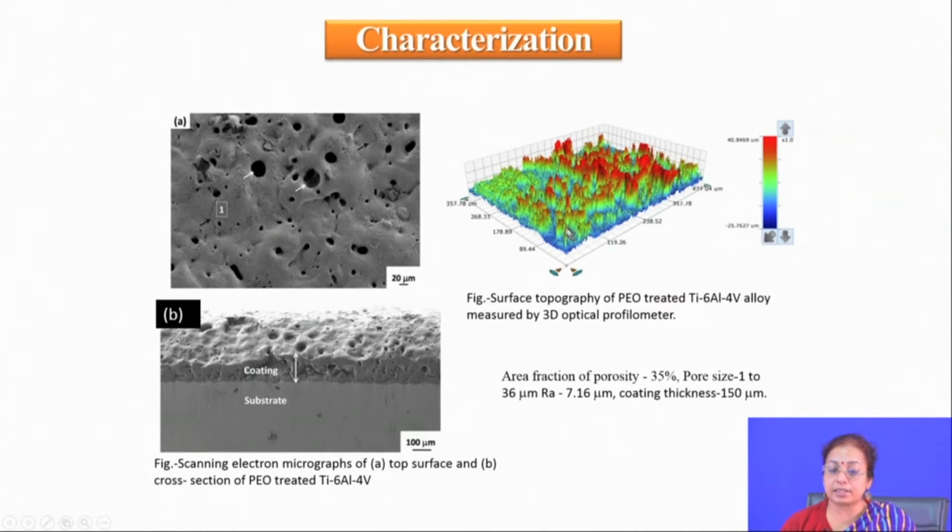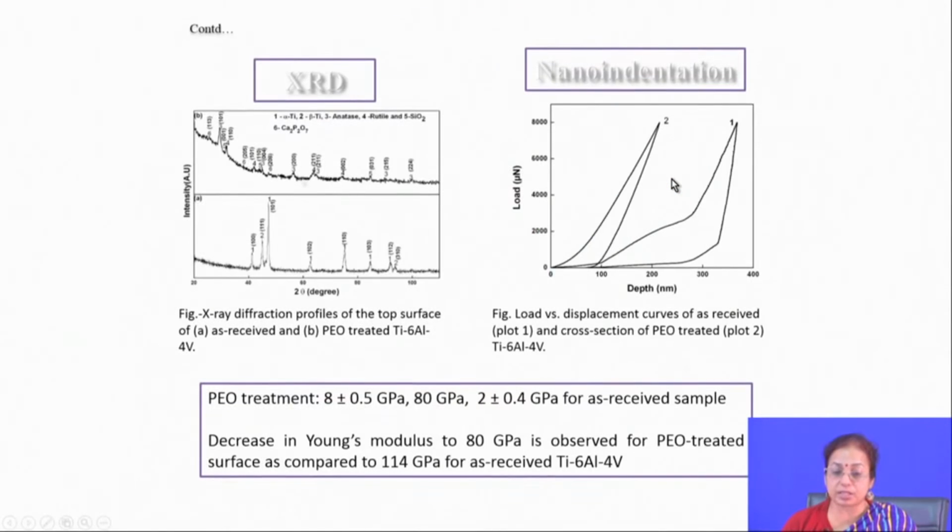Because of this, there is a lot of roughening of the surface, and that rough surface is beneficial to promote cell growth. If you see the X-ray diffraction analysis, there is presence of rutile as well as anatase phase on the surface. In addition to that, there is also a few calcium phosphate phase formation.